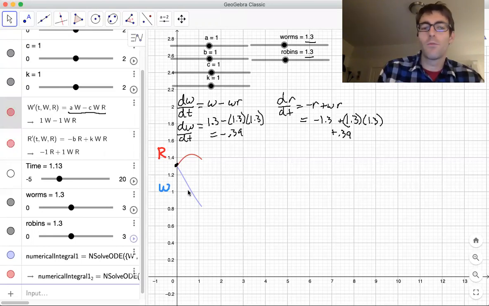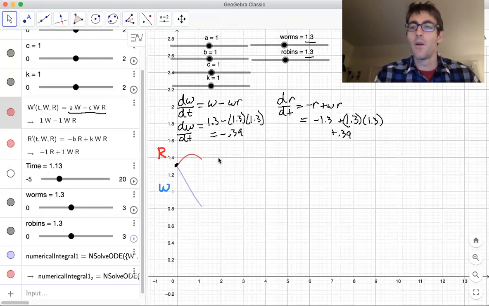We currently have worms on the decline, and we also have the robins on the decline. What's going to happen if this trend continues? So take a moment, pause the video, come up with a conjecture, and then hit play. Okay, I'm pretending that you actually did that. So now we're going to hit play on the simulation, and we're going to see what happens longer term.